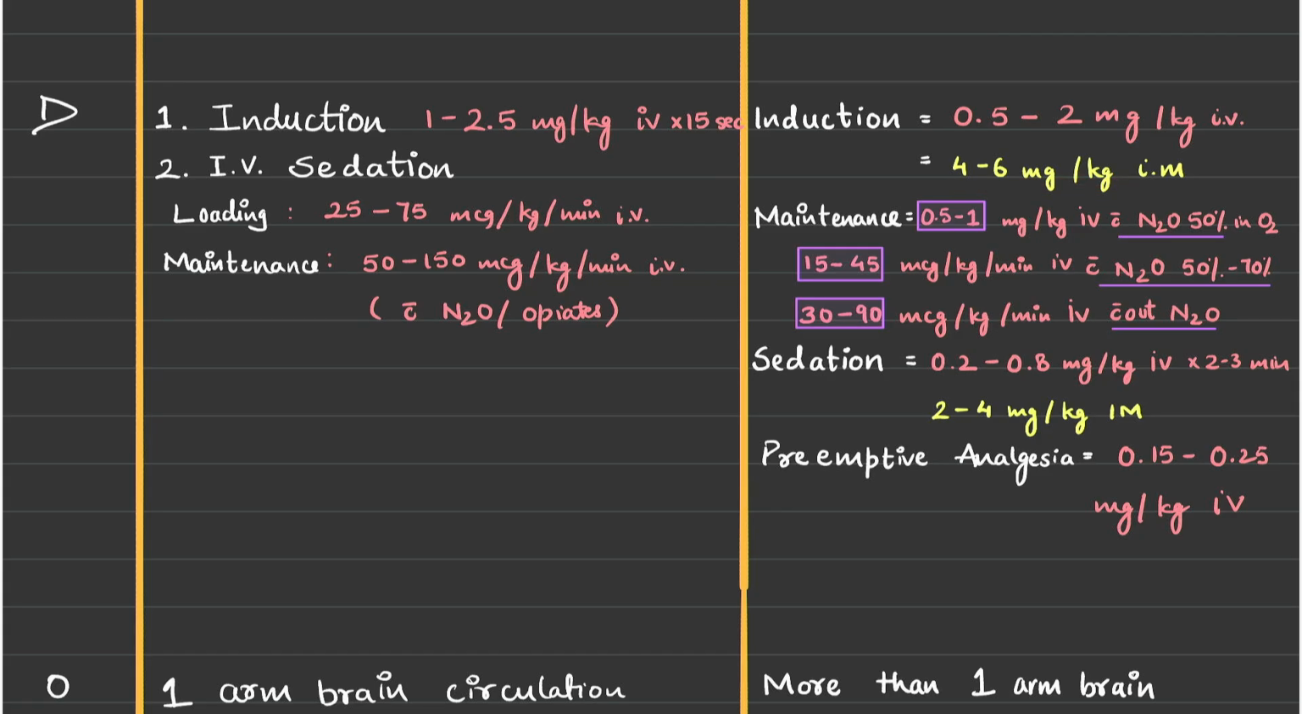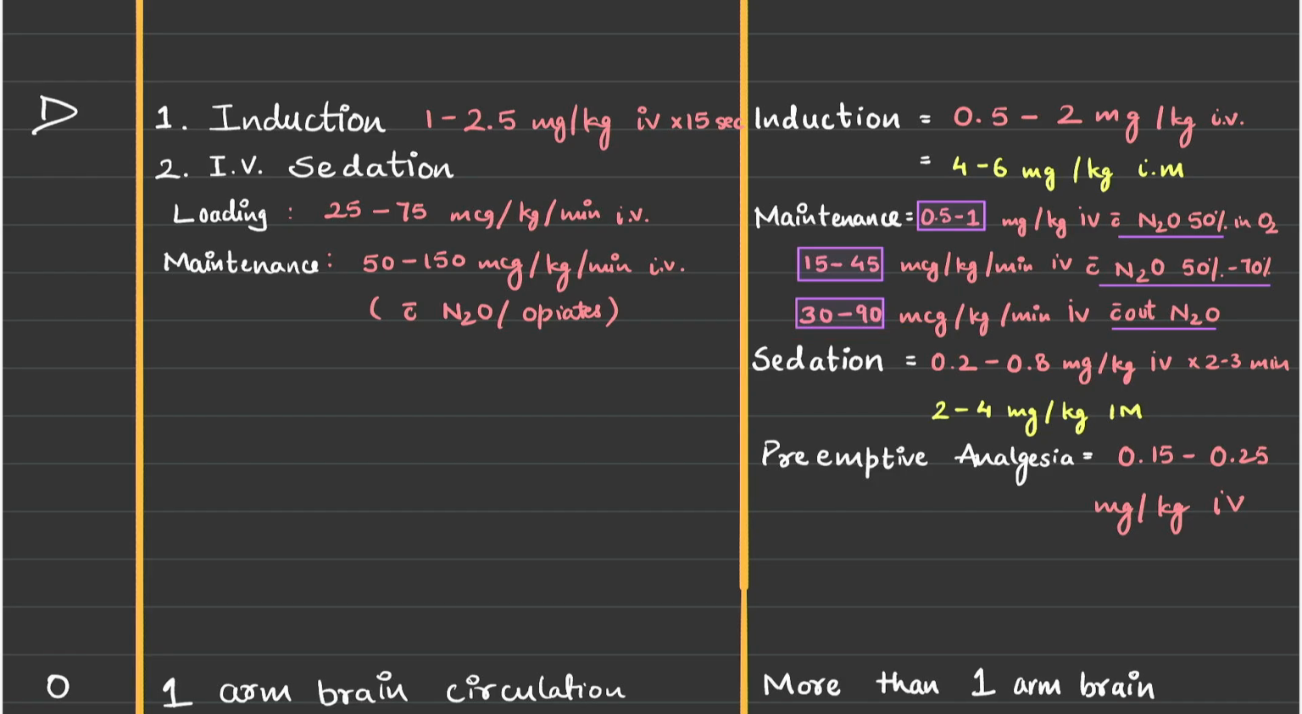If we talk about maintenance, the dose with nitrous oxide used as 50% with oxygen is 0.5 to 1 mg per kg. And if the nitrous oxide is increased to 50 to 70%, the dose is 15 to 45 micrograms per kg per minute. And if we are avoiding nitrous oxide, the dose is increased. It is 30 to 90 micrograms per kg per minute.